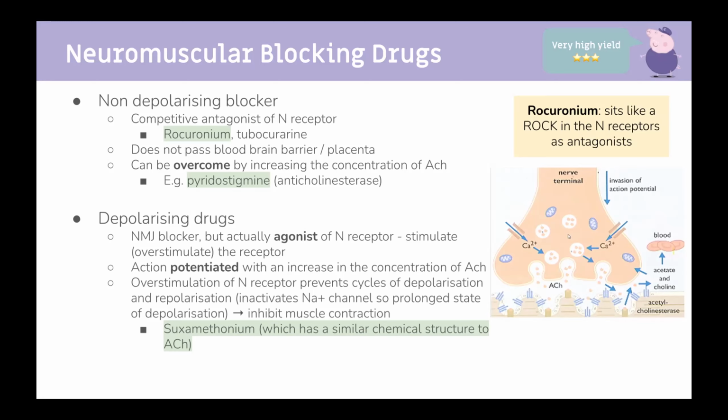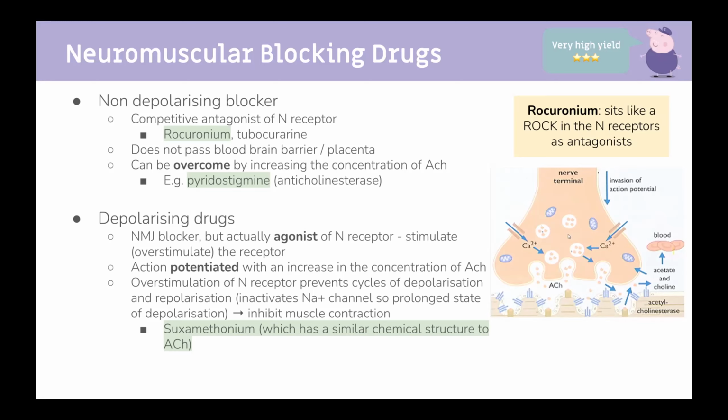All right. And then the interesting thing is that the action of these depolarizing drugs is actually potentiated, so it's increased by an increase in ACH. Okay. So that's actually the opposite of non-depolarizing blockers, because non-depolarizing blockers will be overcome by increasing ACH, whereas depolarizing blockers will be potentiated by increasing ACH.